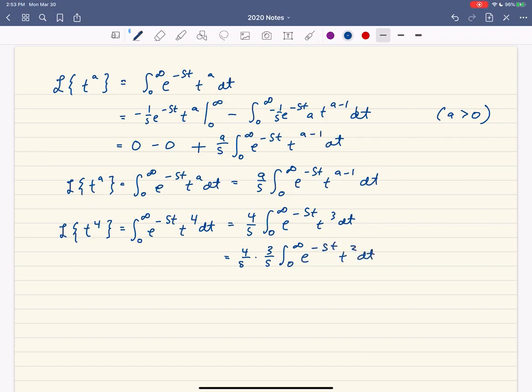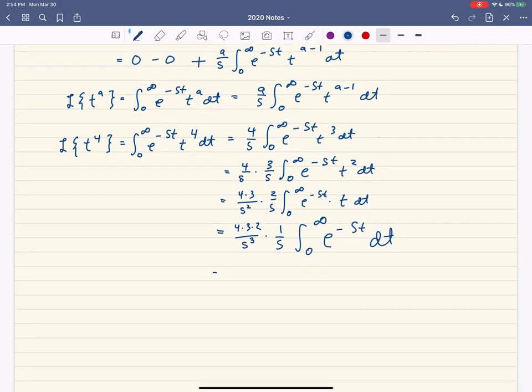This feels a little bit like the gamma function, right? And there's a reason. I'm just going to leave it as 4 times 3 over s squared. And then I'm going to look at the integral of e to the negative st t squared. And that's going to be 2 over s, integral from 0 to infinity, e to the negative st times t. And altogether, this is going to be 4 times 3 times 2 over s cubed times 1 over s, integral from 0 to infinity, e to the negative st, t to the 0 dt.